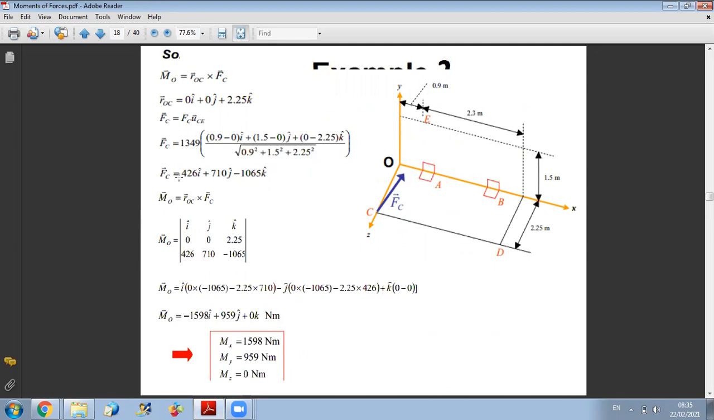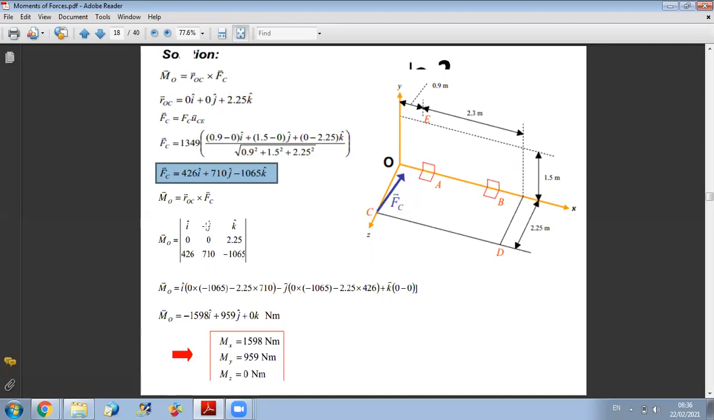Now, once I obtain the two vectors, so this is OC and this is vector F, I have two methods. Either I do the expansion of the vectorial product, or I do the matrix method. I will do both for you. If we take first the matrix method, I put ijk. The second line is the vector position, 0, 0, 2.25. And the third line is vector FC.